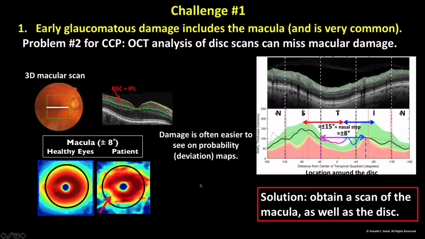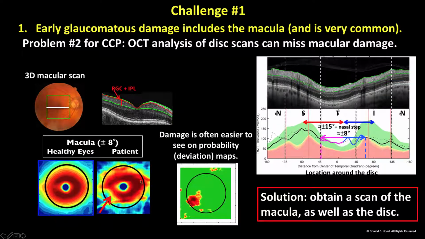The damage is often easier to see on probability deviation maps. Many machines will take this and turn it into a probability map. The way you read this is continuous probability. Green means better than 10%. Dark red is 0.1%. Red would be 1%. Yellow would be 5%.